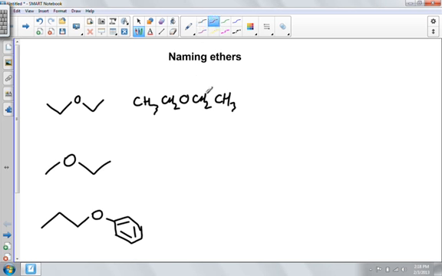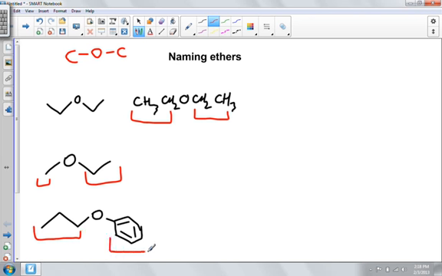Alright, let's do an example of this guy, for example. If you remember, an ether is an oxygen with carbons either side of it. And really all you need to know is what the name of each carbon group is. So these names are exactly the same ones as what we did before. So one carbon group is methyl, two carbon group is ethyl, three carbon group is propyl, benzene ring is phenyl, and so on. It's really pretty simple, and then just stick the word ether on the end.